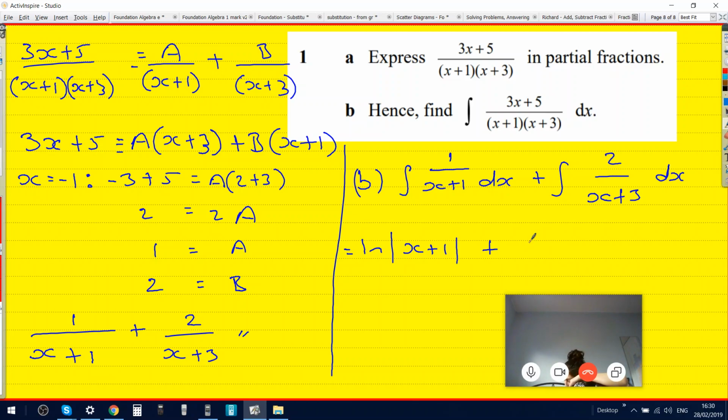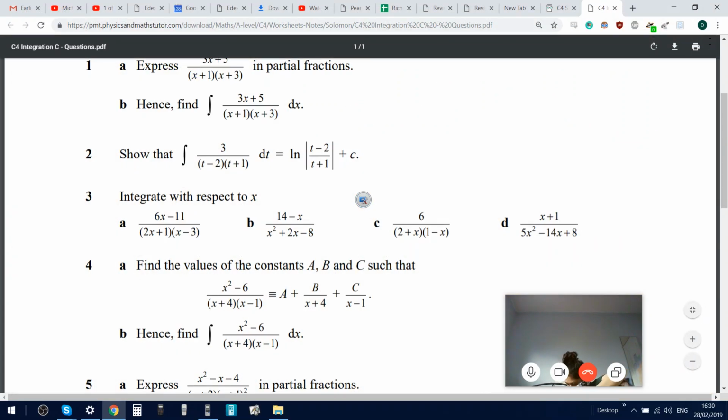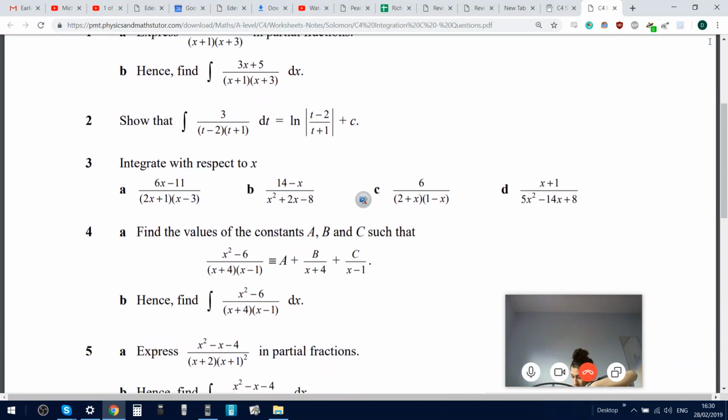Forgot how we did that. So 2x plus 3 to the power of minus 1. Then you add. Oh, I don't know how to do it. Oh, wait, no. It's 2 ln x plus 3, right? Yep, modulus x plus 3 plus c. So you do partial fractions first, and then you do that second.